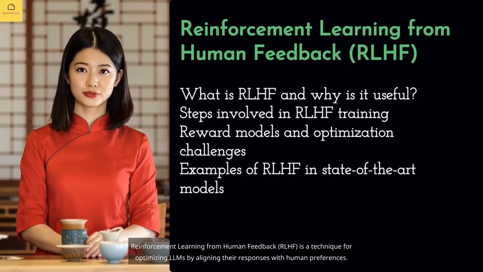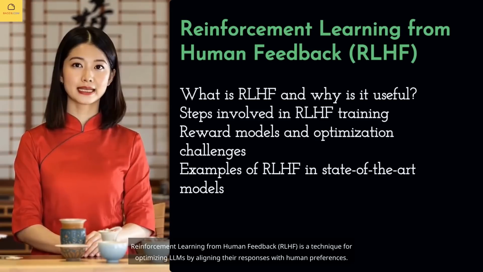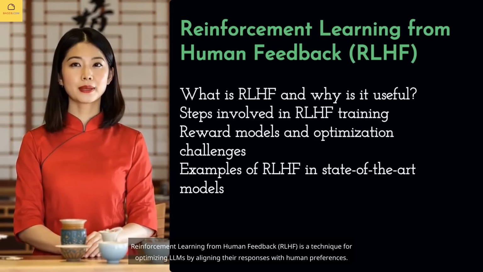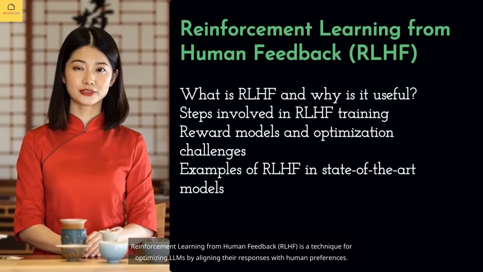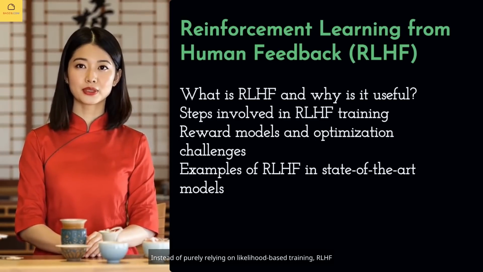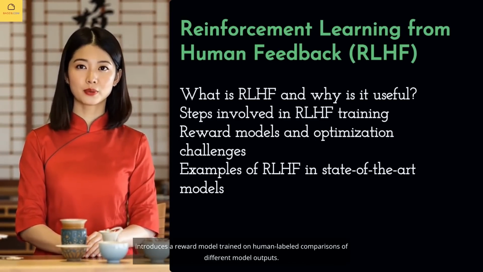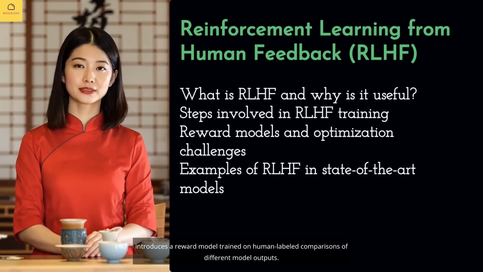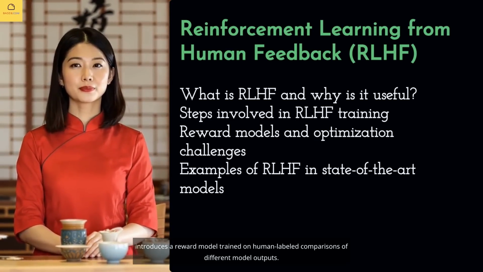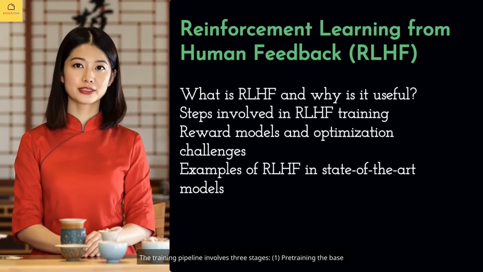Reinforcement learning from human feedback, RLHF, is a technique for optimizing LLMs by aligning their responses with human preferences. Instead of purely relying on likelihood-based training, RLHF introduces a reward model trained on human-labeled comparisons of different model outputs. The training pipeline involves 3 stages.